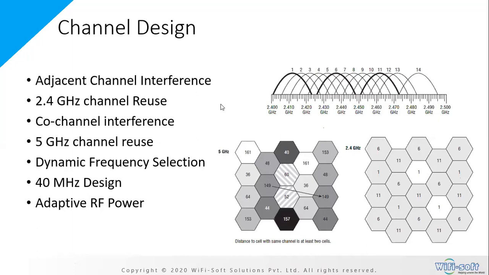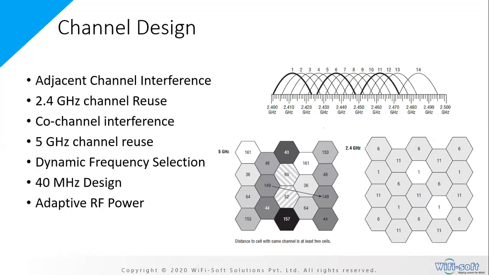So yes, to explain 2.4 gigahertz channel reuse, see this thing on the right hand side. So what is channel reuse? Technically speaking, when you are deploying a Wi-Fi network, and let's say you had unlimited channels, you will never put your access point on the same channel. If you had unlimited channels available to you, then every access point will have a unique channel. Correct?